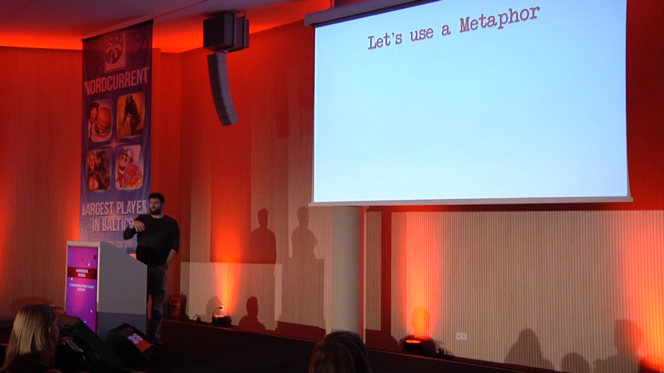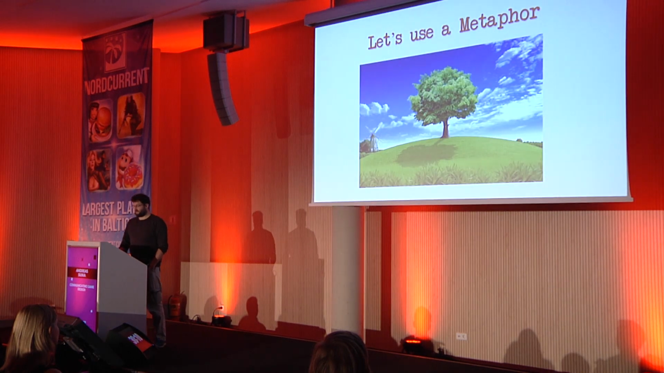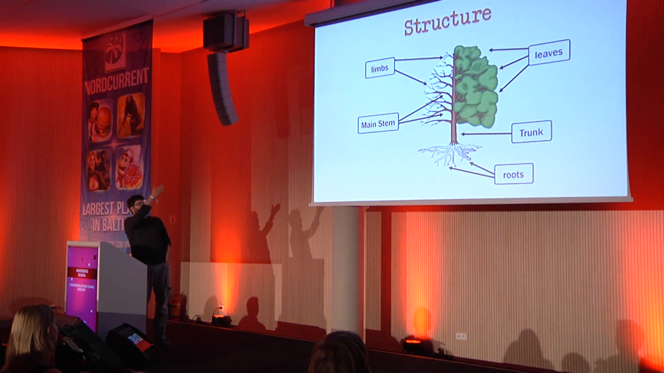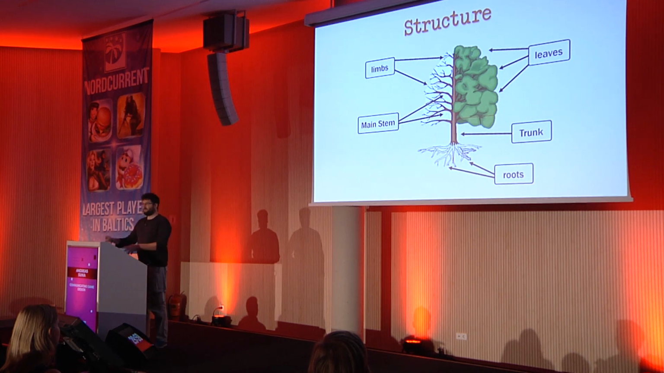So to go into it, I use a metaphor so you get an idea about different problems when we talk about the game. Let's use a tree. When we want to describe a tree, we can describe the structure. Like, okay, we have limbs, we have the main stem, we have roots, we have the trunk, we have leaves. As human beings, we objectify. We see an object and we can describe it.